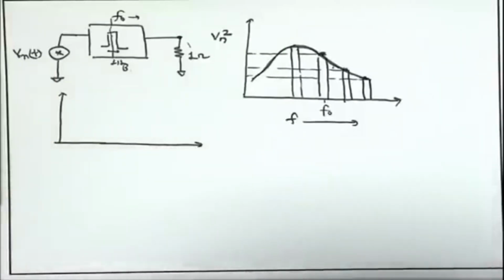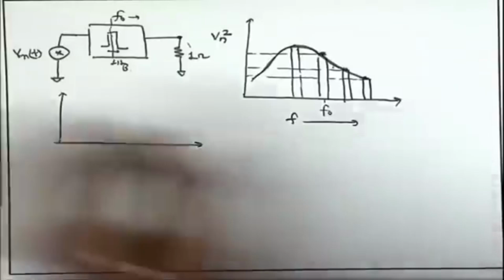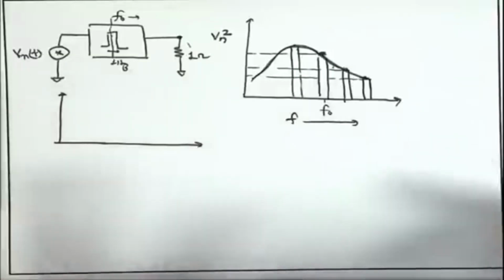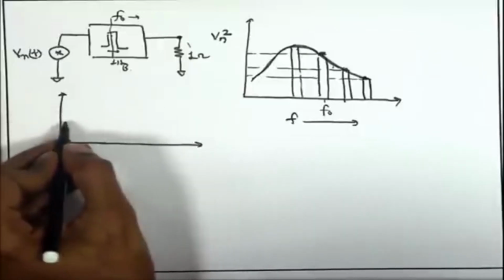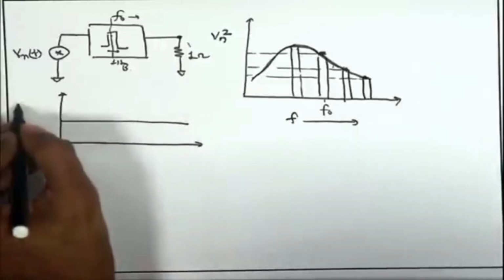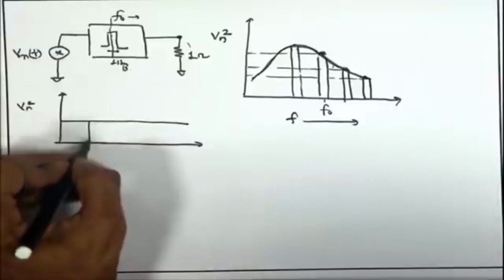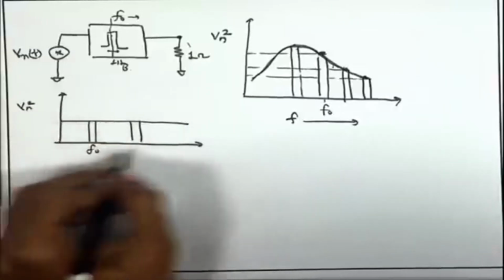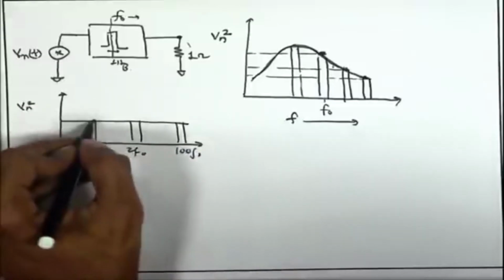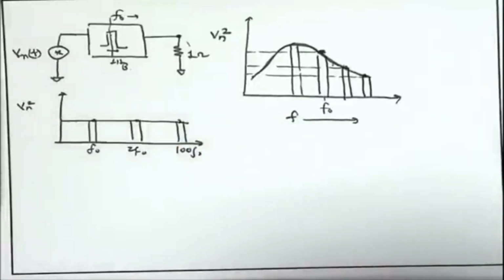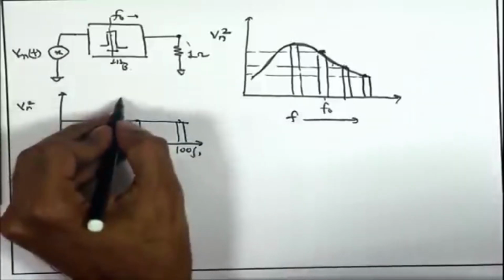In some cases, as I said, there are two very commonly encountered spectral densities of noise. One of them is white noise, where it is almost flat. So, this Vn square that we get is almost flat, whatever frequency you take, whether it is f naught or 2 f naught or 100 f naught, ideally the noise power that you get will be almost the same at all these frequencies. So, it is white noise.